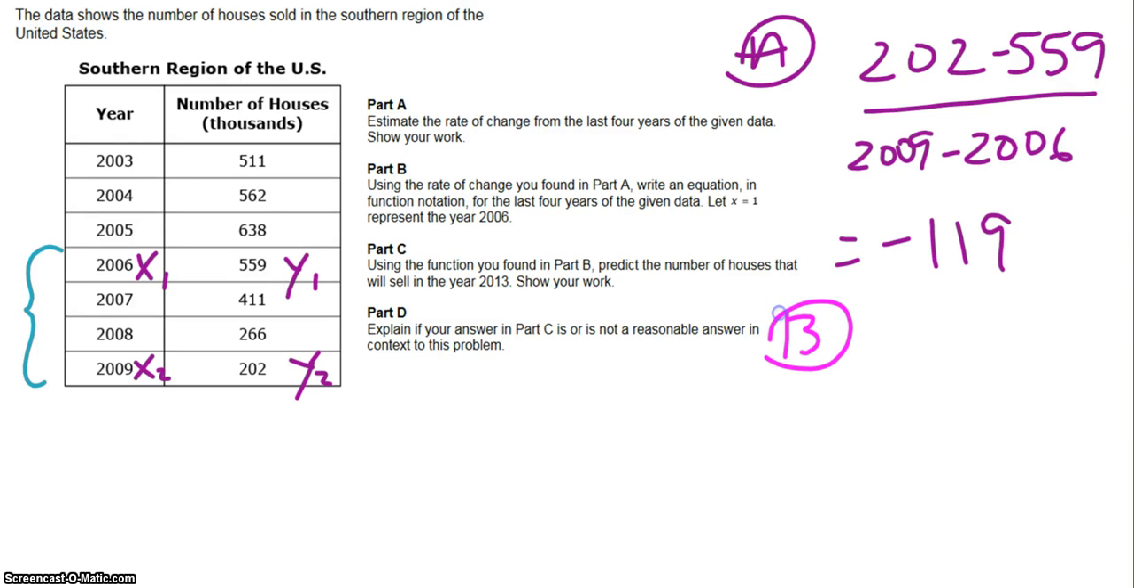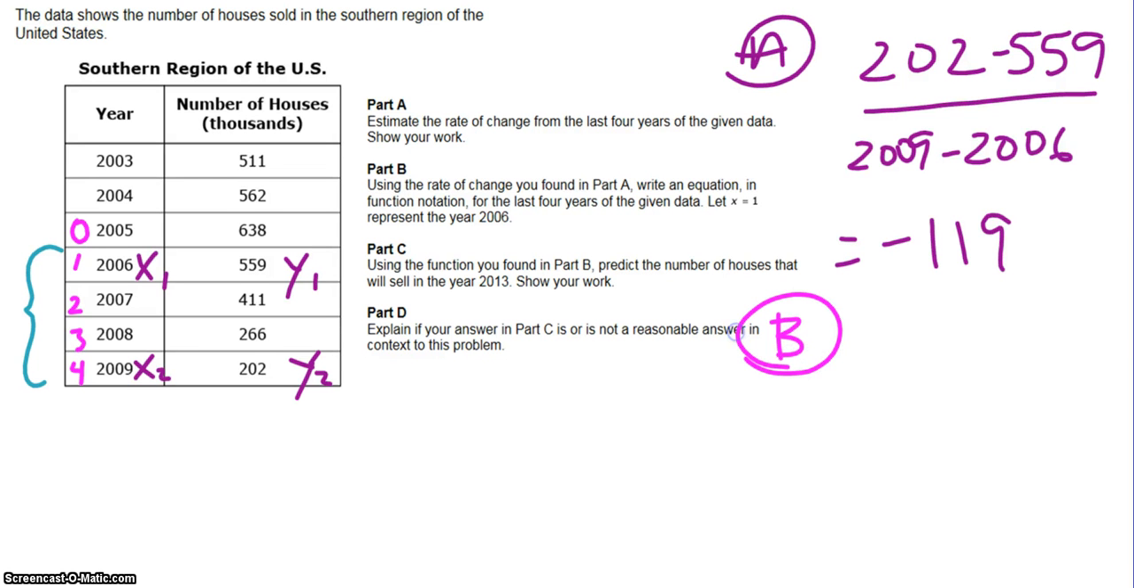All right, let's do part B. It says, using the rate of change you found in part A, write the equation in function notation for the last 4 years of the given data. Let x equals 1 represent the year 2006. So this would be year 1, year 2, year 3, year 4, which would mean that the year 2005 would be year 0.